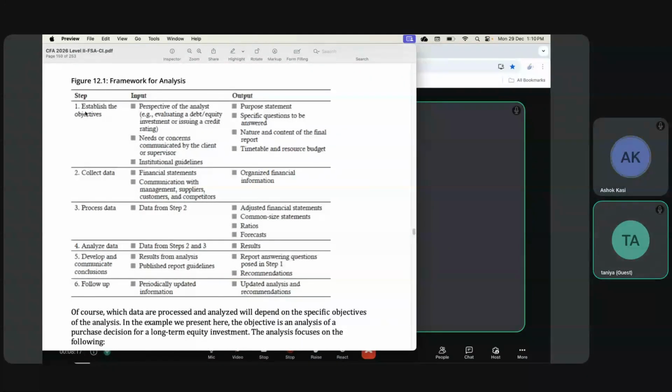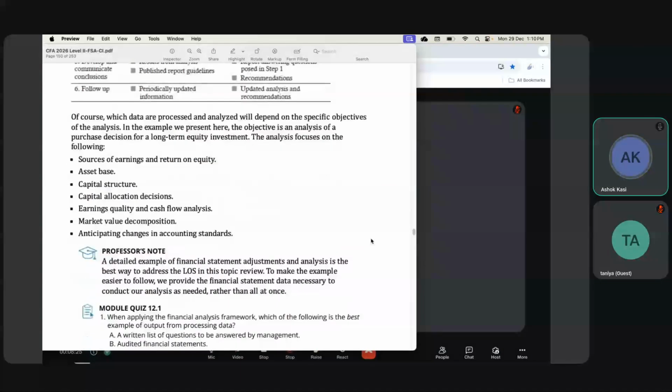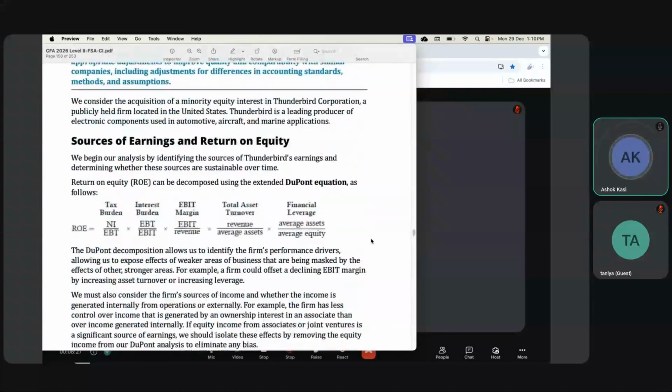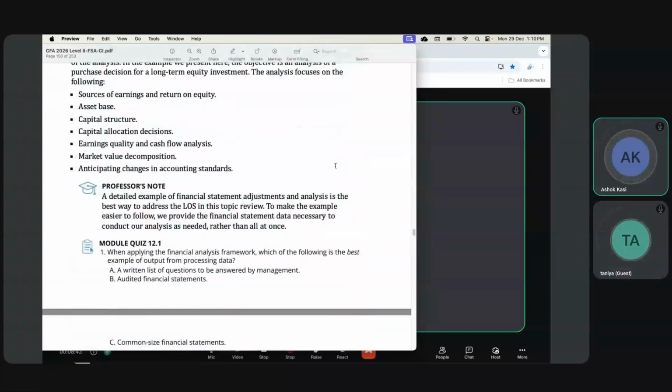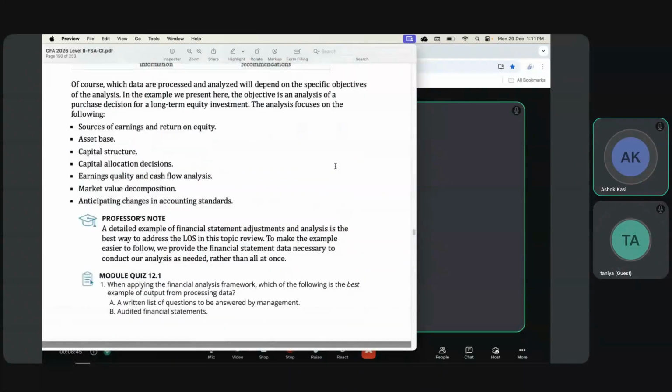Framework for analysis. Basically here they have given an example of return on equity. If you want to analyze return on equity, how will you analyze? You will analyze using the 5-way DuPont analysis, 3-way DuPont analysis. You remember this formula? Yes. Return on equity is equal to tax burden ratio, interest burden ratio, EBIT margin, total asset turnover, and financial leverage. Similarly, for each objective, there will be a framework for how it has to be done.